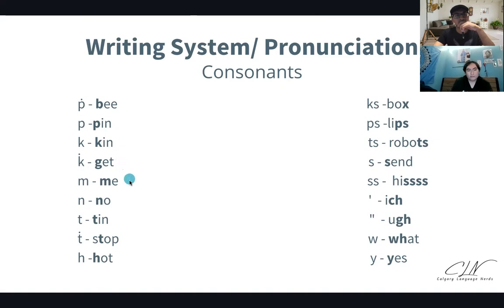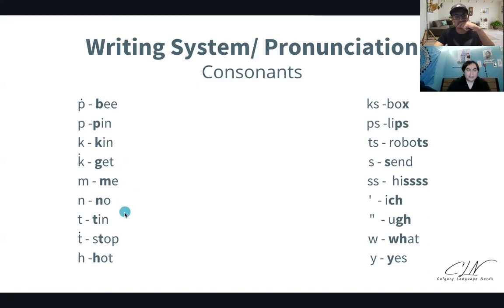These next two are pretty much the same as in English. Actually, exactly the same in English, but I'll pronounce them anyway. So M as in the word me. N as in the word no, like ni.